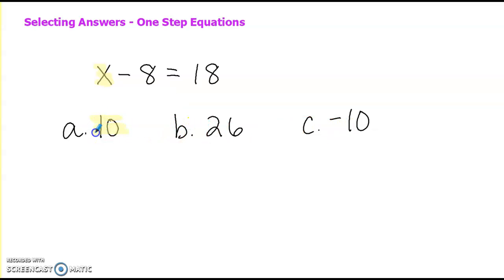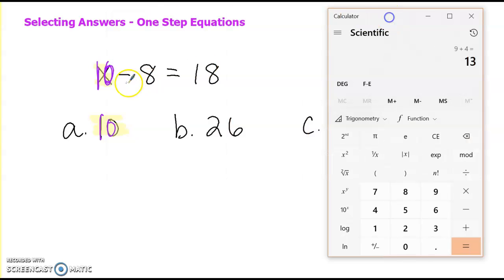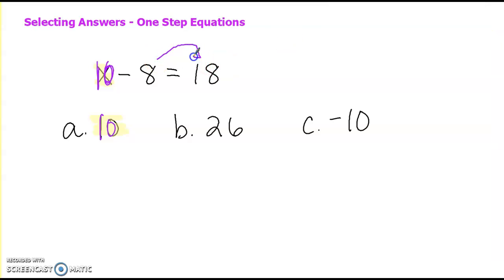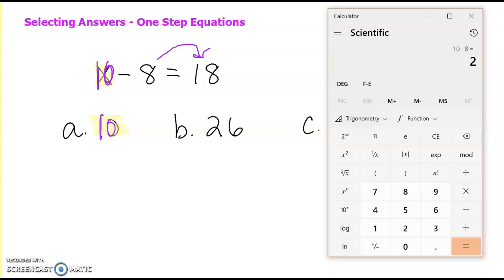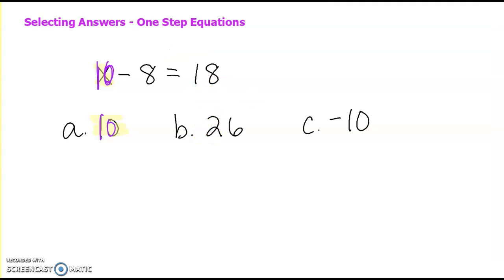So first we could try 10. And again, you're taking that 10 and plugging it in for the x. The side of my computations is here on the left, so we're going to do 10 minus 8, and I get 2. I should get 18 if that's the right answer. It is not the right answer because I got 2 in my calculator. It does not match up. So right away, you know that that's not correct.